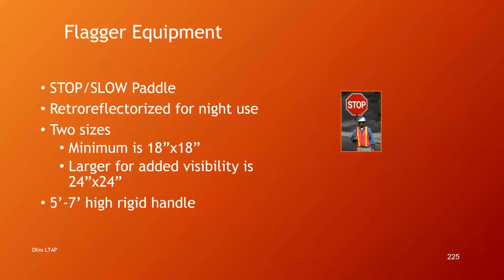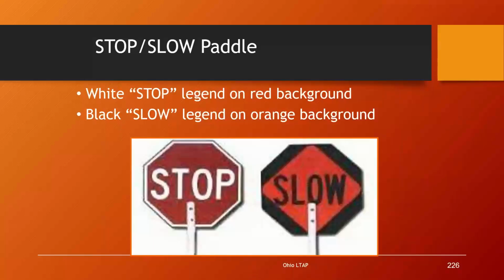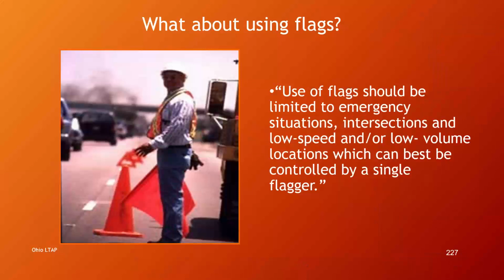And we want our stop slow paddle to be fixed to a rigid handle that's from 5 to 7 feet in length. So here's a picture of what we expect these stop slow paddles to look like. The stop side looks just like a stop sign with the white stop legend on a red background and a black slow legend on an orange background.